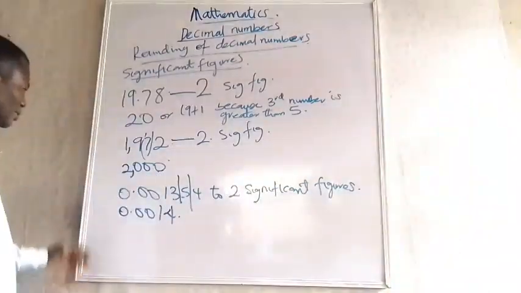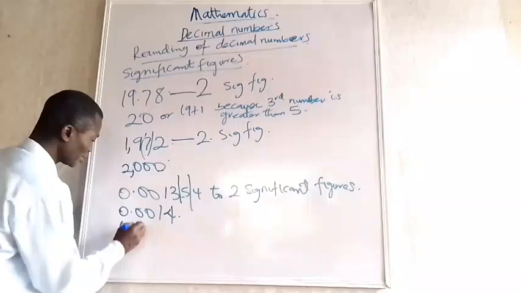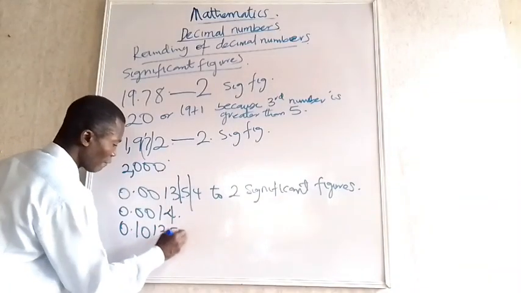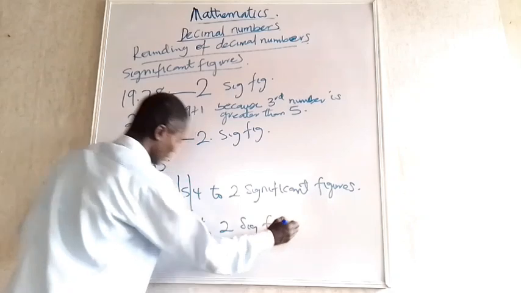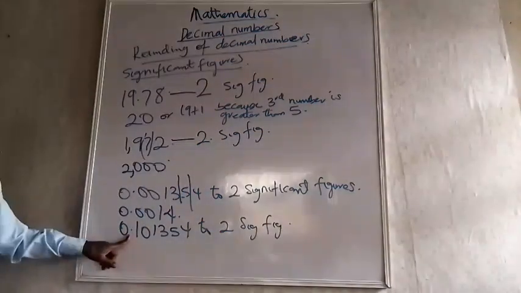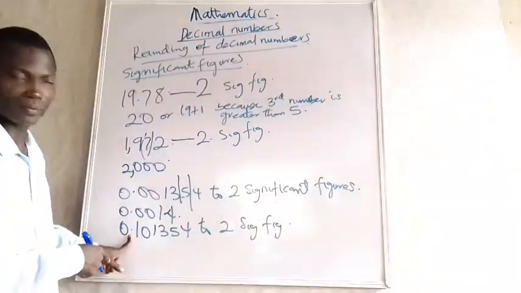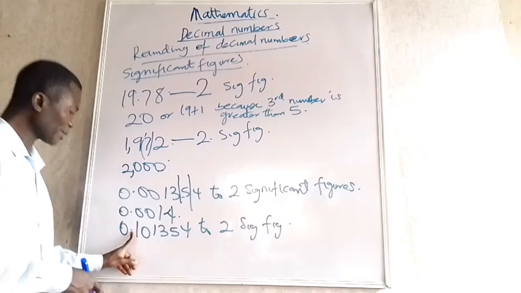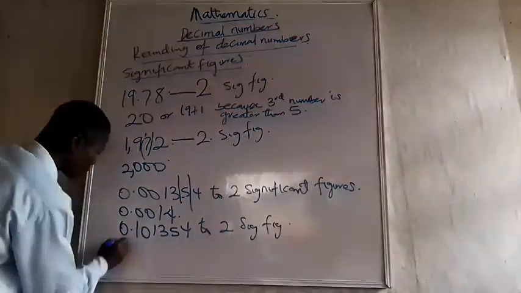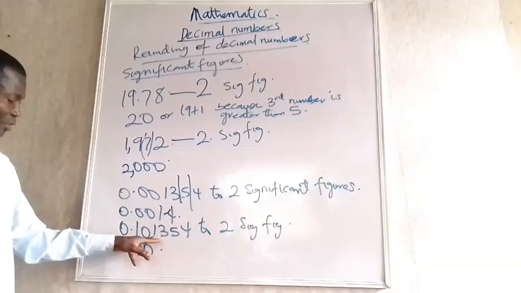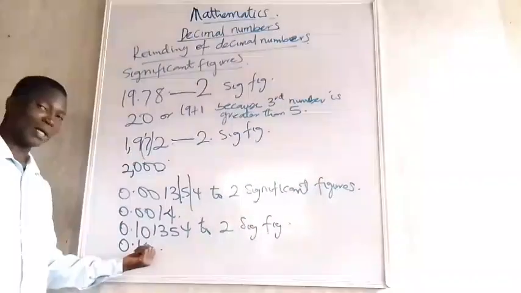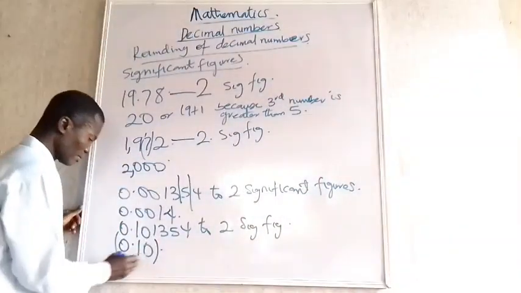But if you have it like this, 0.101354 to 2 significant figures. This one has value. This one has value. So from this one, you count now. So it's going to be 0.10. That's what it will be. Because this one is not 1. So this one will become 10. So please take note.